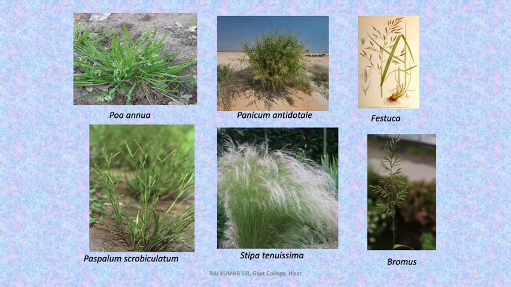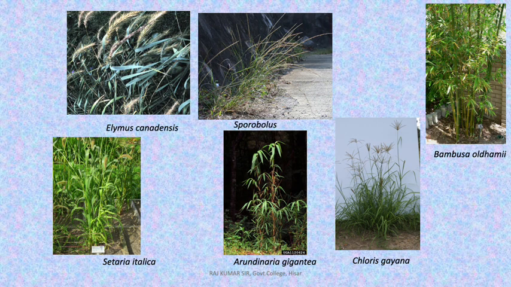These are the pictures of Poa annua, Panicum antidotale, Festuca, Paspalum scrobiculatum, Stipa tenuissima, Bromus, Elymus canadensis, Sporobolus, Bambusa oldhamii, Setaria italica, Arundinaria gigantea, Chloris guyana.